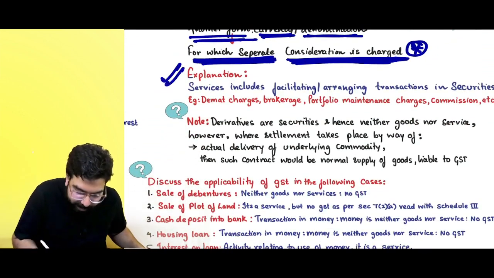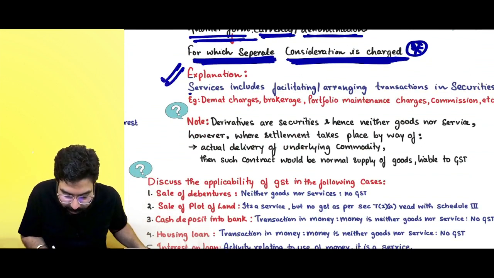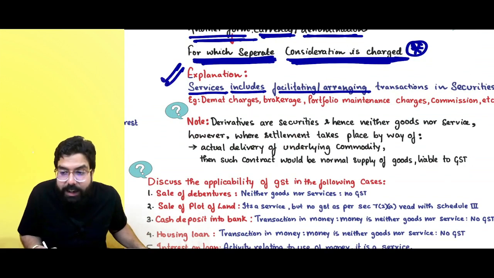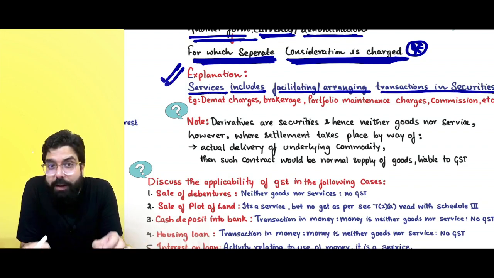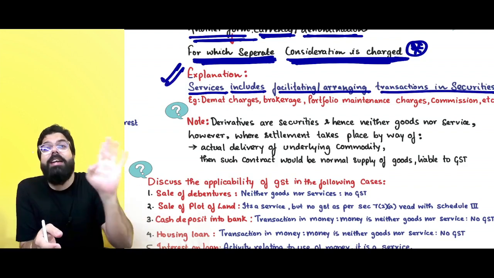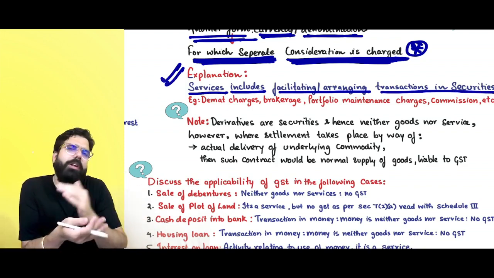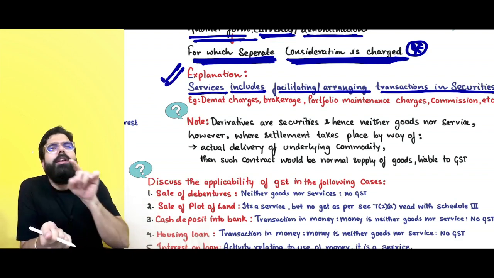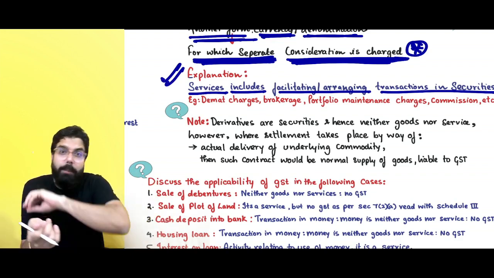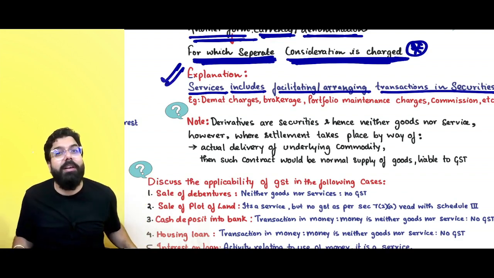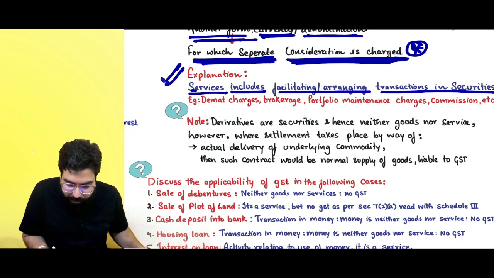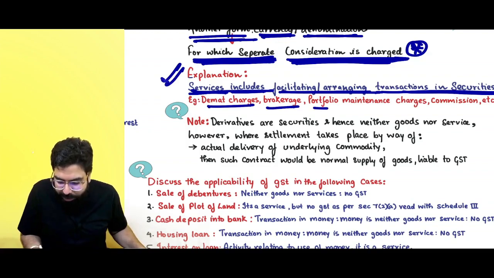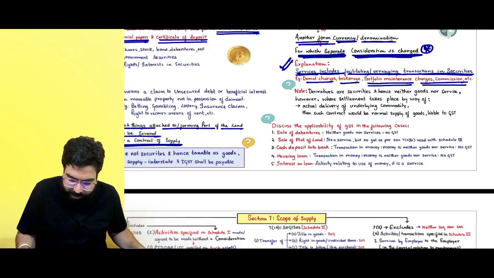Explanation: services include facilitating or arranging transactions in securities. Whenever there is a transaction in securities, the person facilitating it, like Sherkhan and Motilal Oswal, facilitates share transactions for you. They buy and sell shares for you, for the documentation, demat charges, etc. Whatever they charge, they are providing you a service.